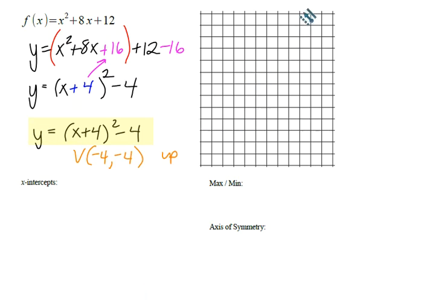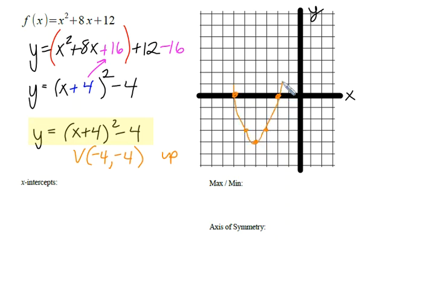So now we will draw our axes, keeping in mind this parabola is centered at negative 4 comma negative 4. And it's opening up. We will label our axes. Put the first point at the vertex, negative 4, negative 4, over 1, up 1 to both the left and the right, and over 2, up 4 to both the left and the right. Then we'll draw in the parabola, and there's the graph.